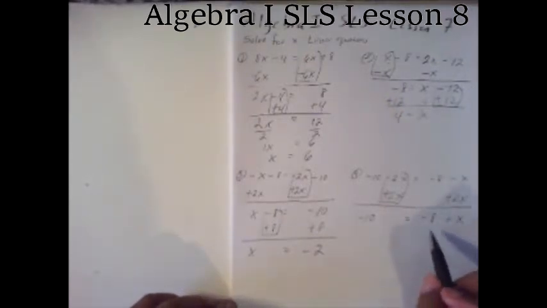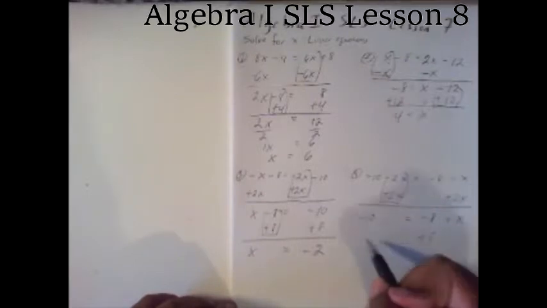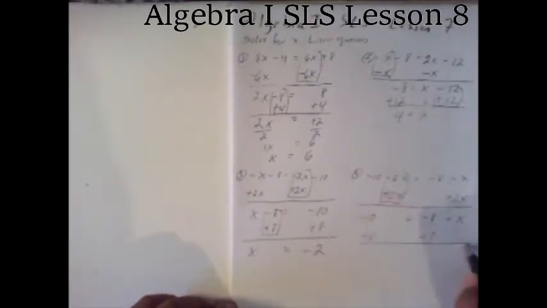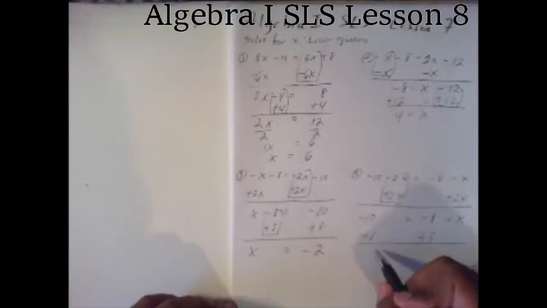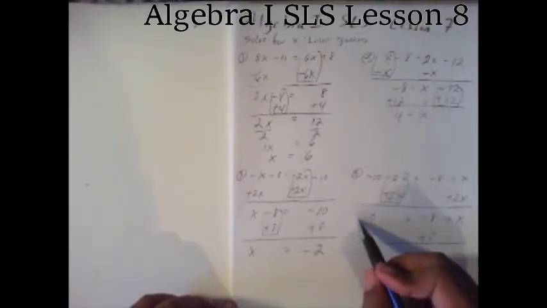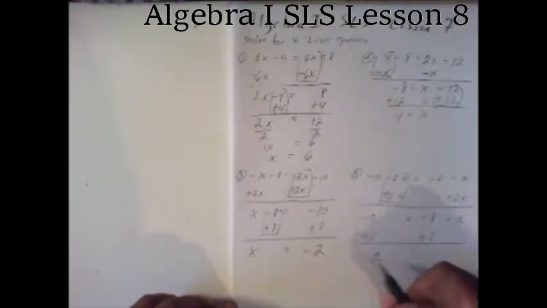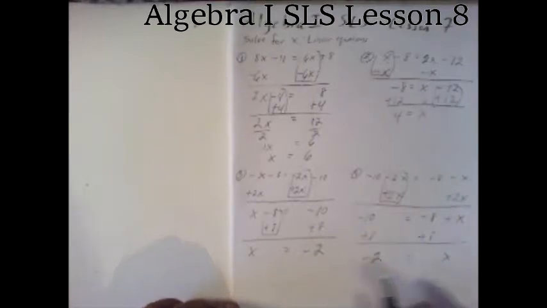Okay, next, we want to get rid of the negative 8 from this side, so we add 8, and then what we do to one side, we do to the other side, so we add 8 there. So negative 10 and positive 8 will subtract because they're different signs, so you get 2. The 10 is the bigger number, and it's negative, so that'll be negative there. And then we have x. So x equals negative 2.